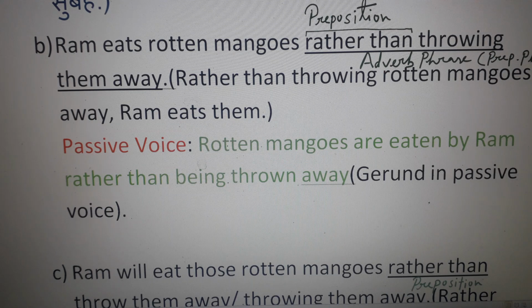इसका पैसिव वॉइस होगा, rotten mangoes are eaten by Ram rather than being thrown away. Here both the verbs, that is eats and throwing them away, have been changed into passive voice. Here being thrown away is a gerund in passive voice, which is complement to the preposition rather than.